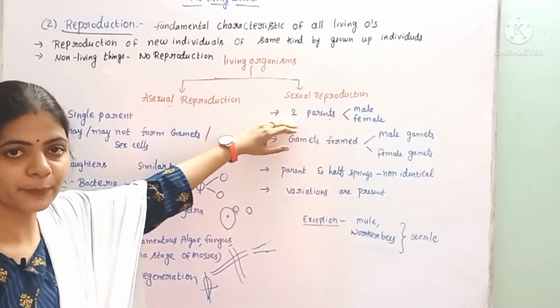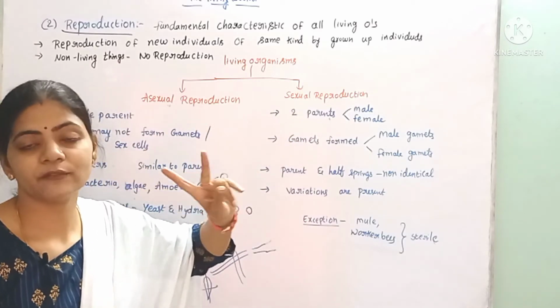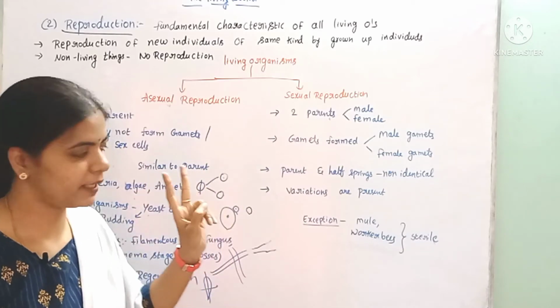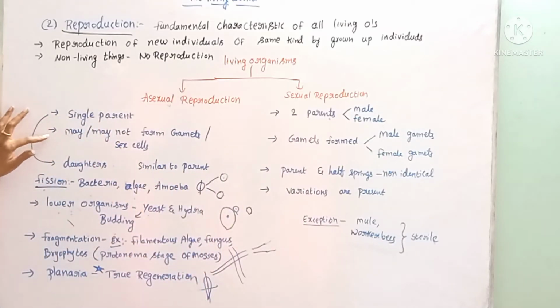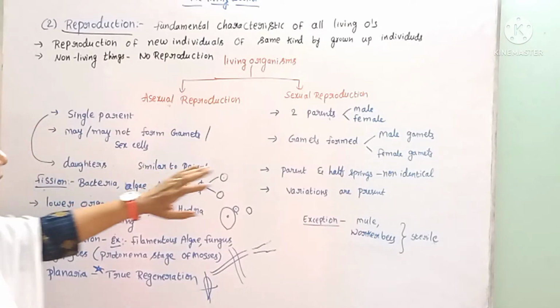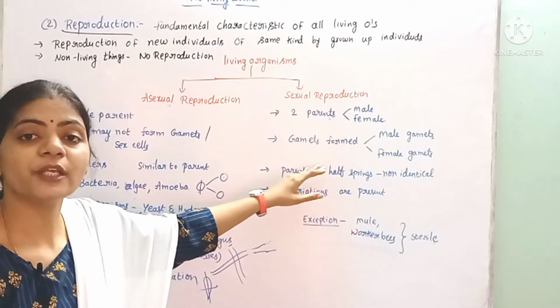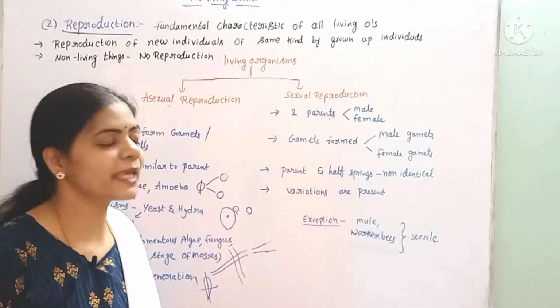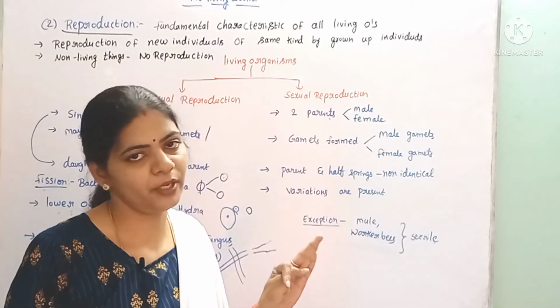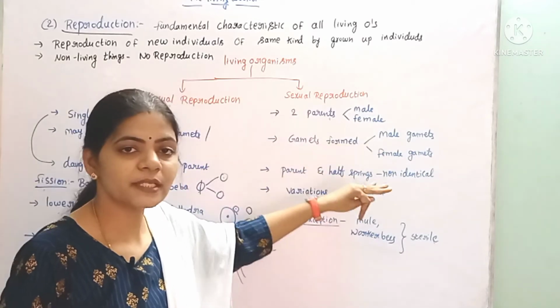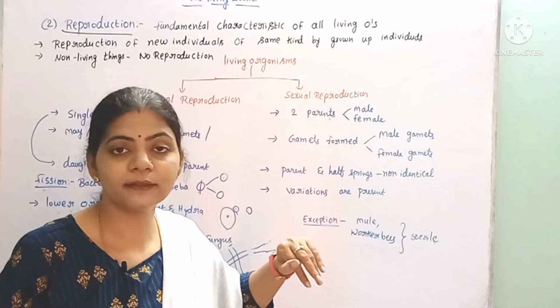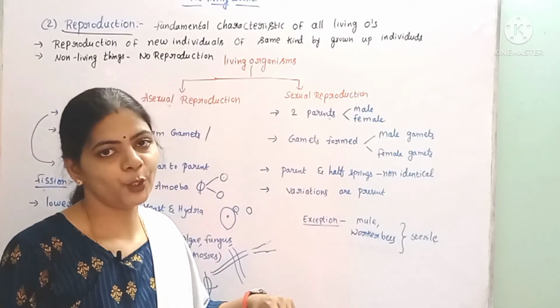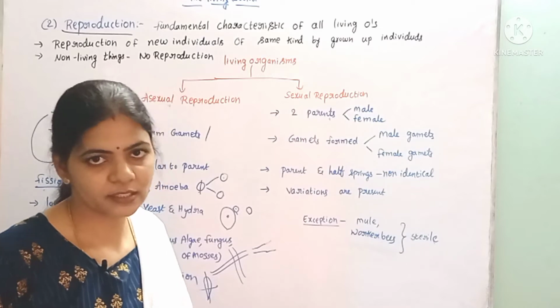In sexual reproduction, two parents are involved, one male and one female. In asexual reproduction, gametes may or may not be produced, but in sexual reproduction, the formation of gametes occurs. Gametes are nothing but sex cells. These are male gametes and female gametes, right? The male and female gametes fuse with one another and produce a zygote. From the zygote, a new individual develops.